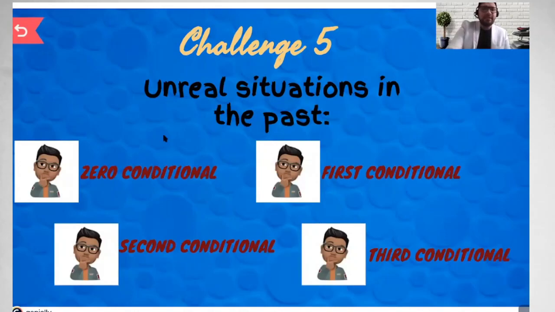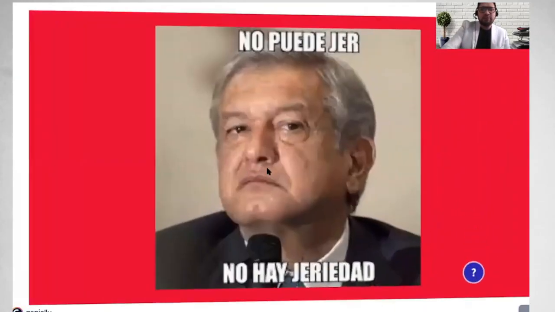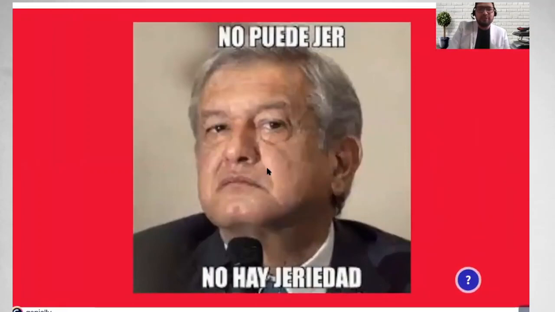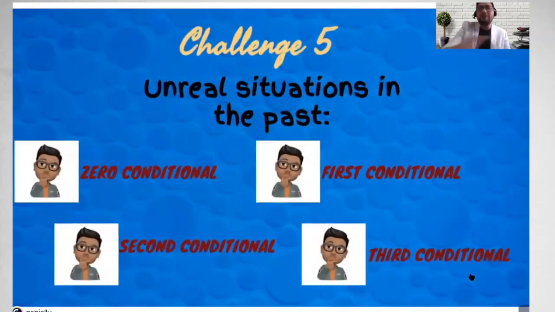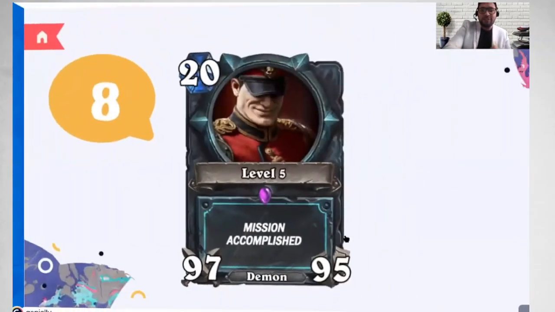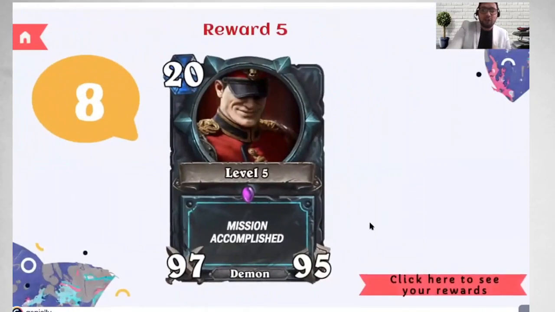So let's say that this is wrong. First conditional, it says no puede ser, no hay seriedad. Okay, so this is just a meme. Let's go back to the questions. Actually, all of the incorrect answers, they have a meme, which, you know, students might be more engaged if they find memes in their tasks. So unreal situations in the past, this should be a third conditional. And there we have the second card.